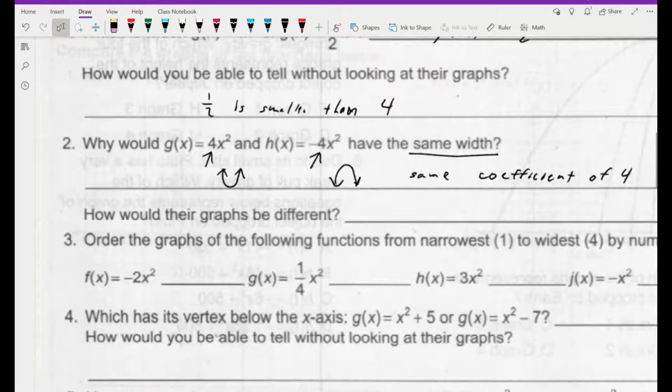Now, how would the graphs be different? Well, the h of x graph, the negative 4x squared graph, opens downward.